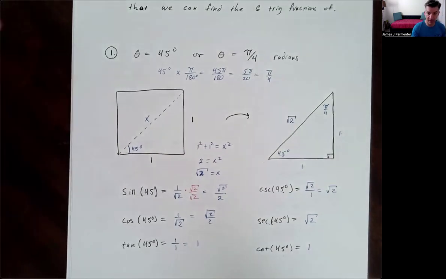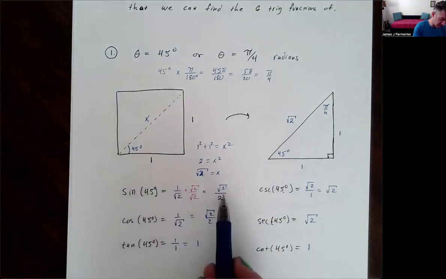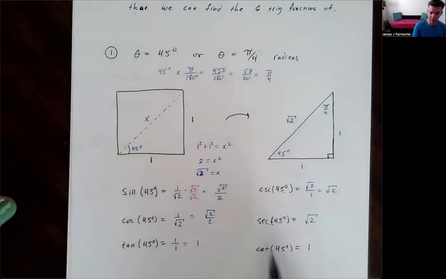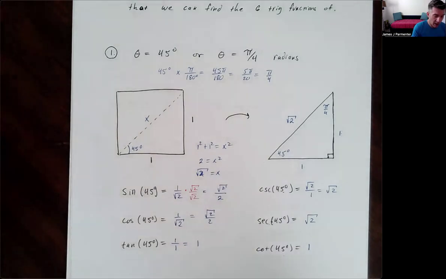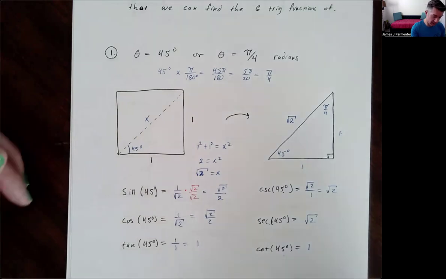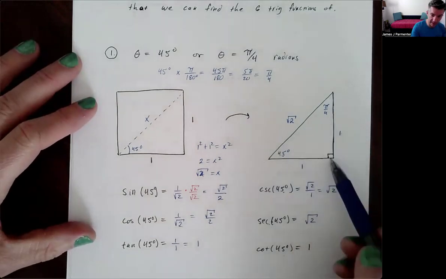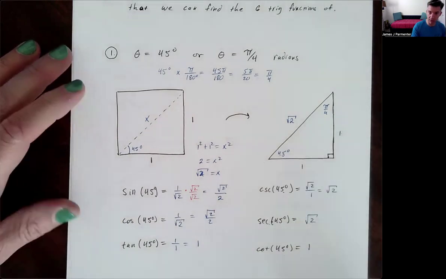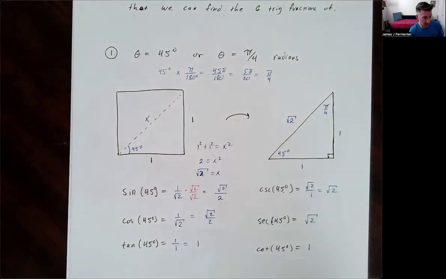So if someone asks you to find the six trig functions of 45 degrees, here's what they are. Sine of 45 degrees is root 2 over 2. Cosine of 45 degrees is root 2 over 2. Tangent of 45 degrees is 1. And the reciprocal functions have their values. It's probably worth memorizing what this 45, 45, 90 triangle looks like, where the sides are 1, 1, and the hypotenuse is root 2. Let's look at the other triangle.